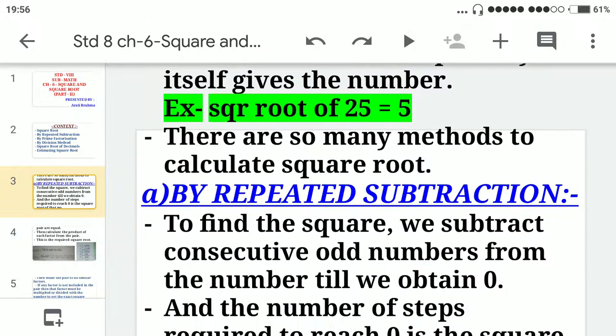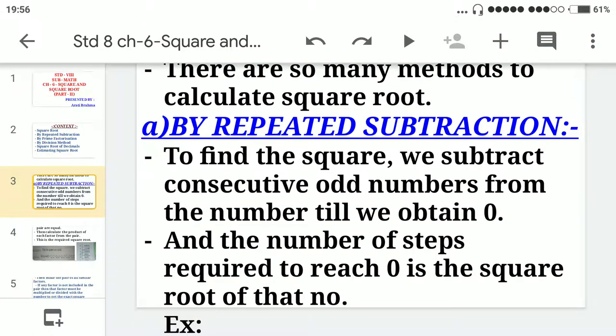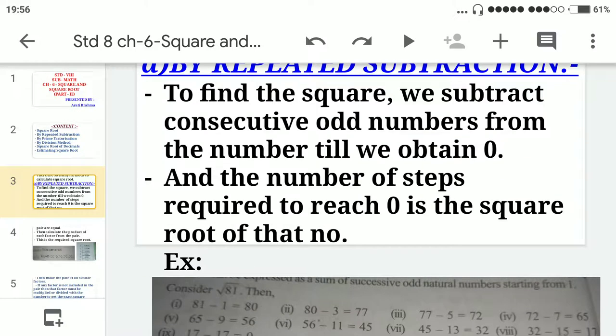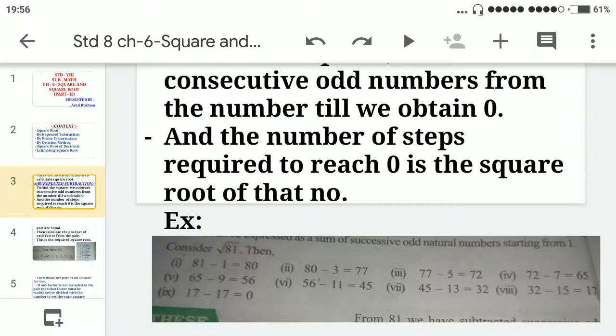As I already told you, there are many methods to calculate the square root. The first one is repeated subtraction. So what does that mean? It is applicable if the number is a perfect square number. So how to calculate the square root of a perfect square number? We subtract consecutive odd numbers from the number till we obtain 0. As we've already studied in part 1, a square number can be represented as the summation of consecutive odd numbers. So in reverse we can subtract consecutive odd numbers till we obtain 0, and the number of steps required to reach 0 is the square root of that number.